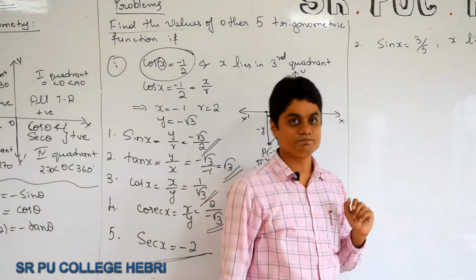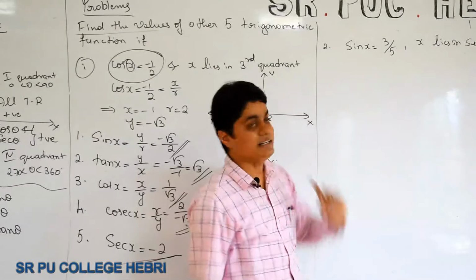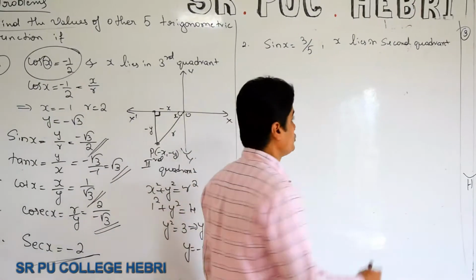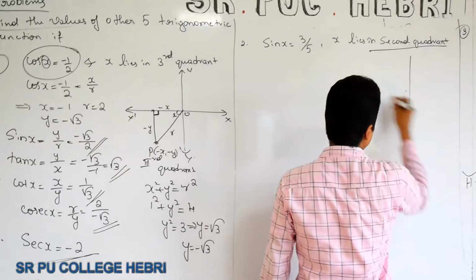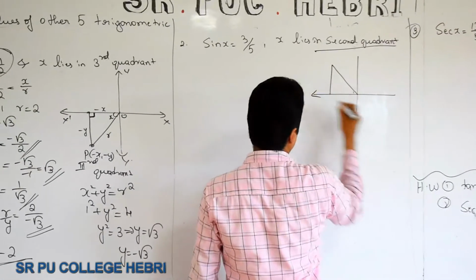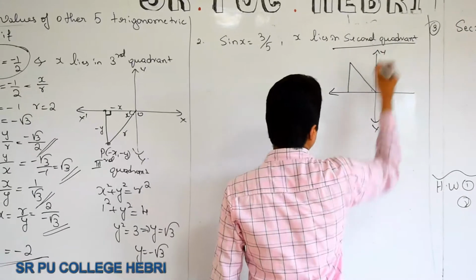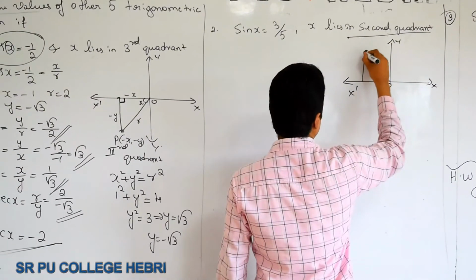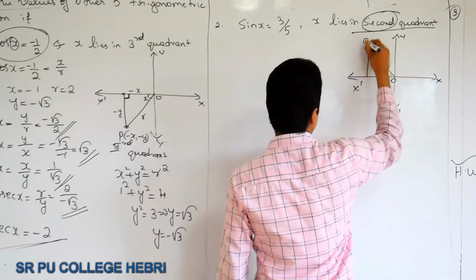The next question. The next question is sin x is equal to 3 by 5, where x lies in second quadrant. So once you see this, immediately write down the diagram, because without a diagram you cannot complete this work. So please remember that. After drawing the diagram, mention x axis and y axis correctly. Okay, so now you should take the point in second quadrant.